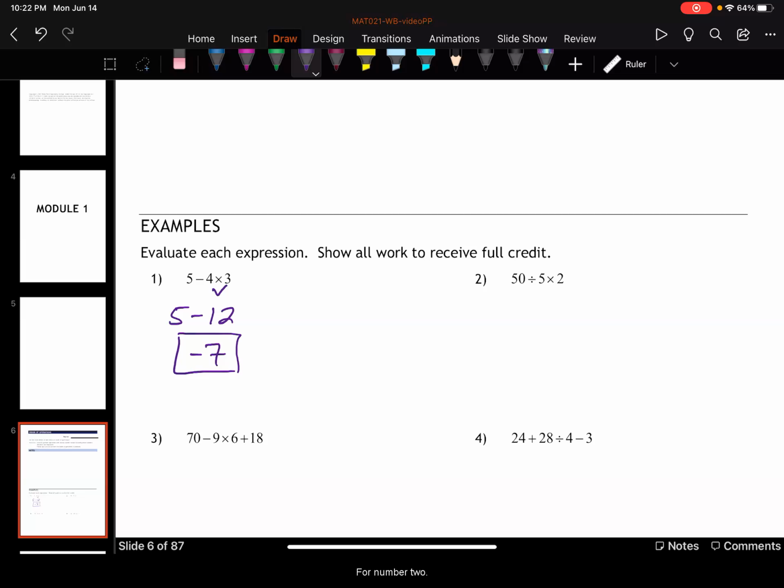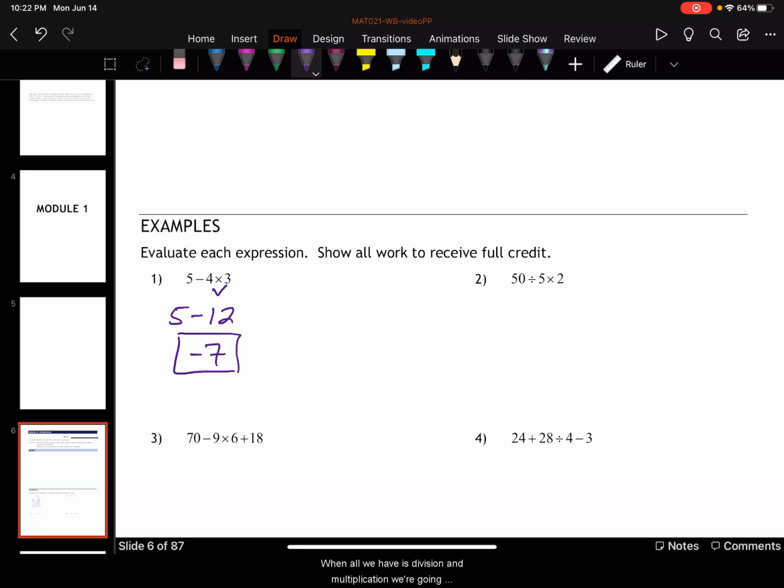For number 2, we have 50 divided by 5 times 2. Now, a lot of you are going to want to skip over the division and multiply first. But order of operations says that we need to do multiplication and division left to right. So we don't skip over the division, okay? Don't go back to the please excuse my dear Aunt Sally, okay?